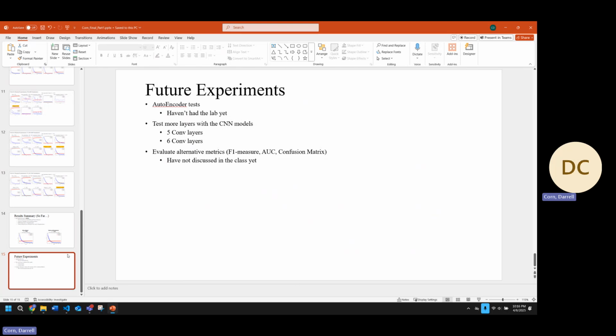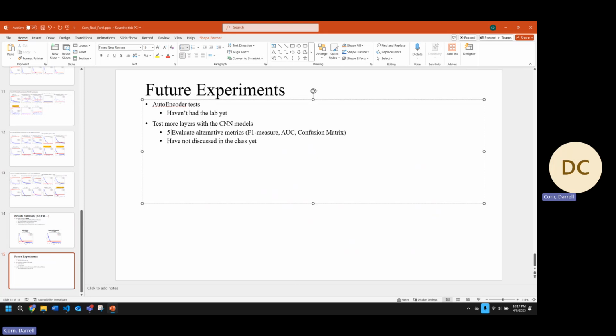In my future experiments, as you may have noticed, I haven't done any of the autoencoder tests. I was waiting for the lab to come out, which it was released today with some autoencoder examples. So I plan to do that in the future. I also plan to add more layers to the CNN models. I don't know why I wrote 5 to 6. Ideally, I want to get the trainable parameters up to the same amount that's in the pre-made VGG16, so up to like 15 million parameters. So this will be a lot more than just 5 to 6, I imagine.